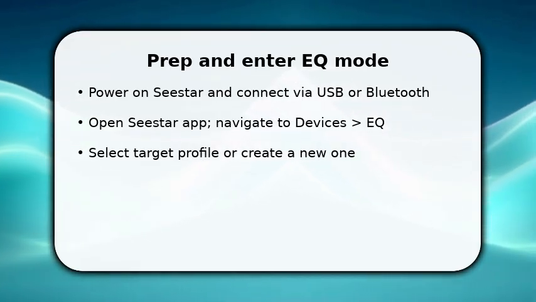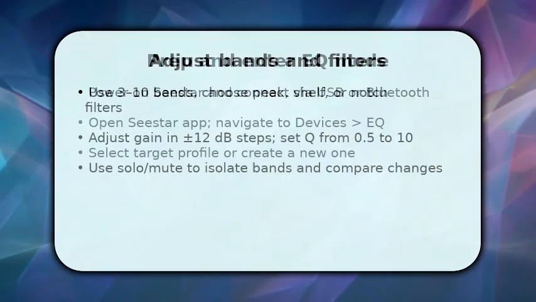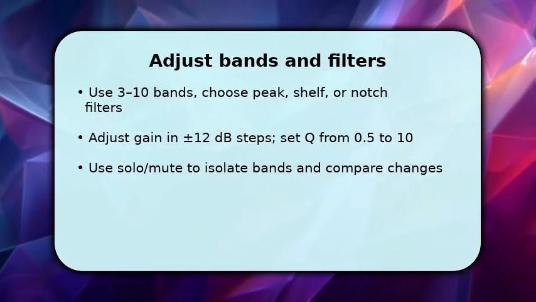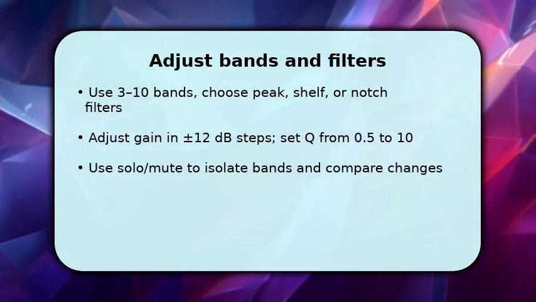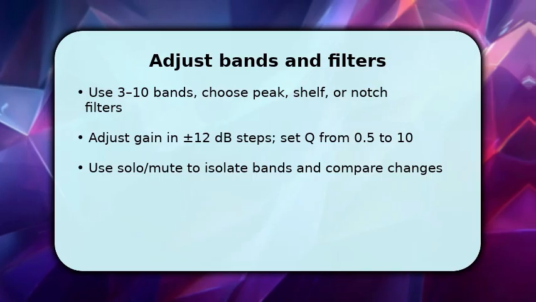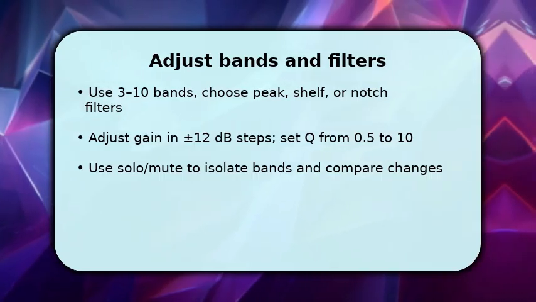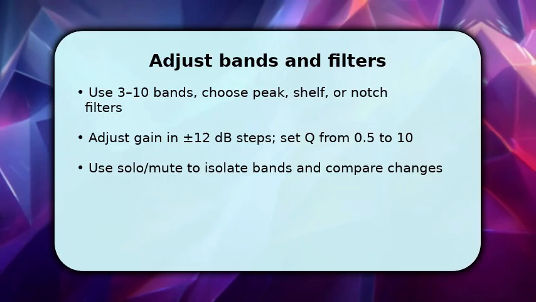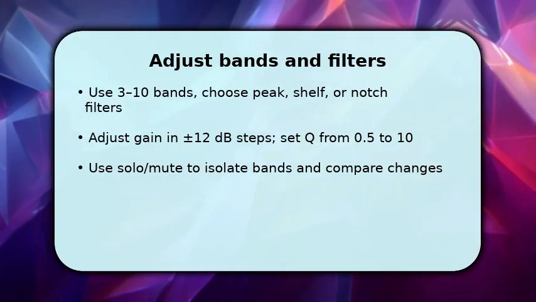Now focus on shaping sound. Add or remove bands and pick the filter type for each. Peak for tonal tweaks, shelf for global tilt, notch for problem frequencies. Adjust gain in small increments and set Q to control bandwidth. Low Q widens effect, high Q narrows it.